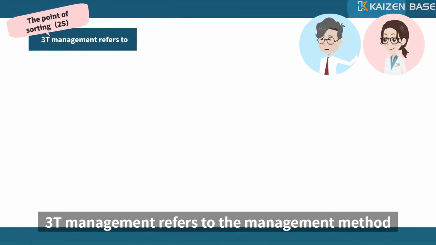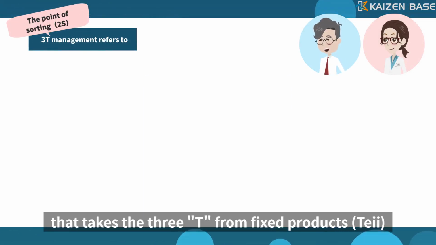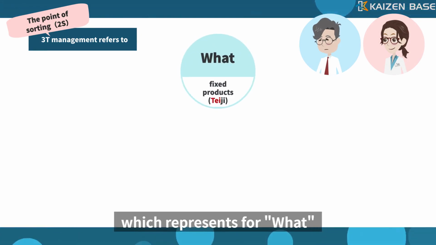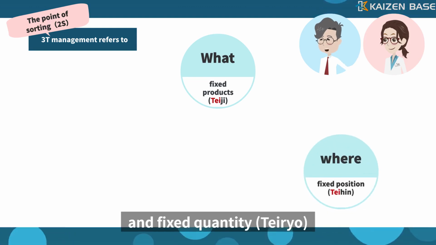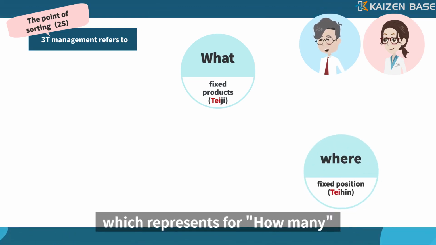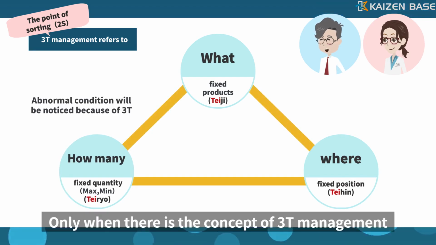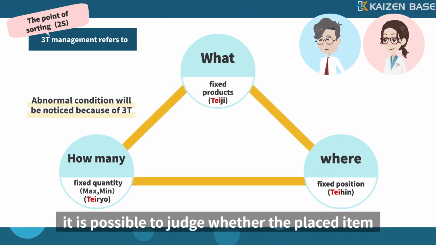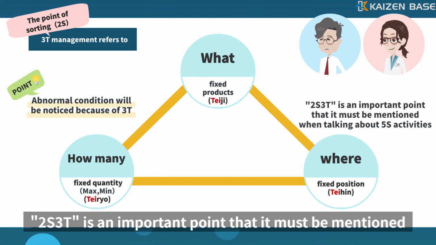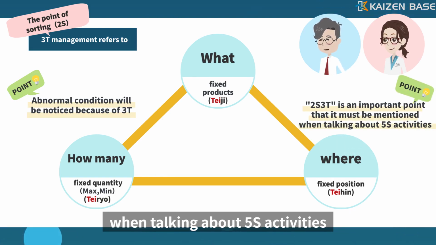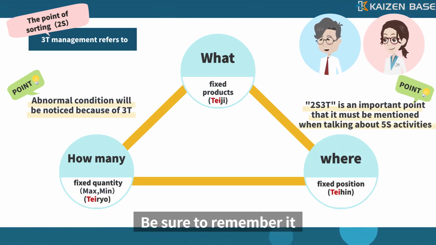3T management refers to the management method that takes the 3T from fixed products, Tii, which represents what, fixed position, Tian, which represents where, and fixed quantity, Terio, which represents how many. Only when there is the concept of 3T management is it possible to judge whether the placed item is in the normal state or the abnormal state. 3T is an important point that must be mentioned when talking about 5S activities. Be sure to remember it.